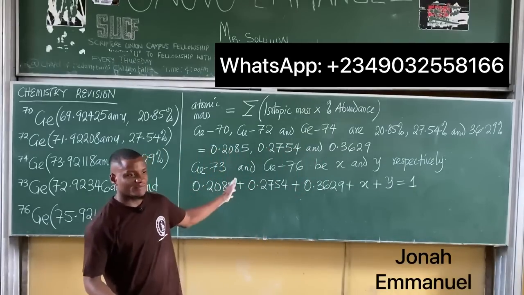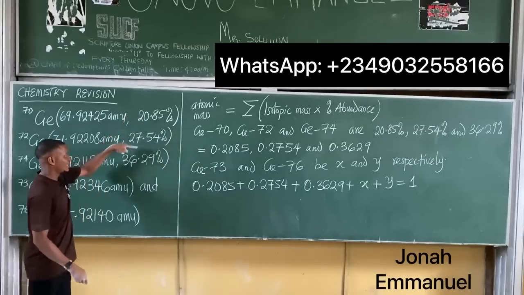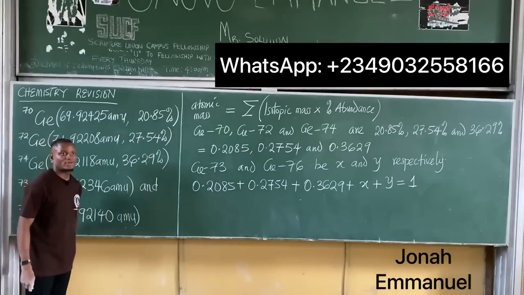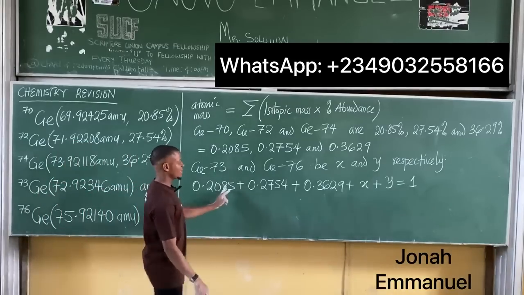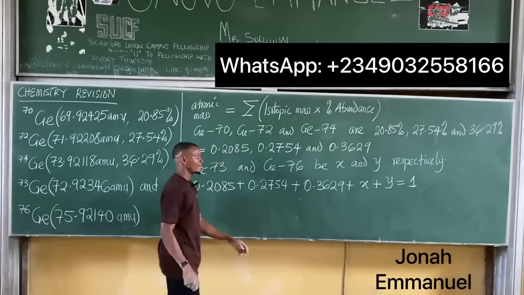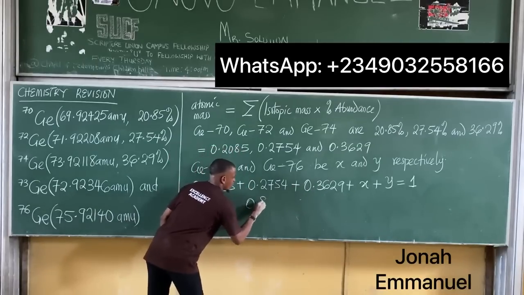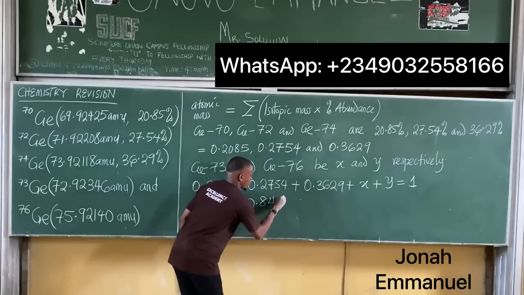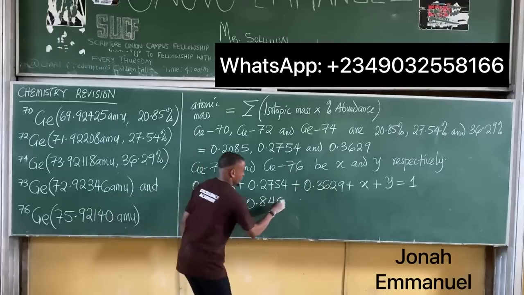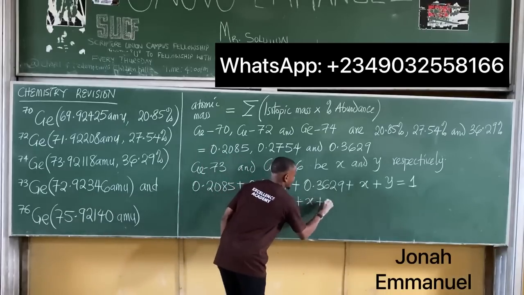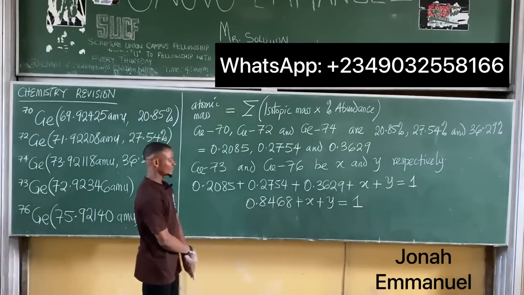I wonder why you said you've not done this before now. You should have. The idea is this: if I sum the percentage abundances, it should give me 1. That's the idea. Please give me this. What do you have? Please, these three. How many? 0.2085, 0.2754, 0.3629, plus x plus y is equal to 1. So you have this.